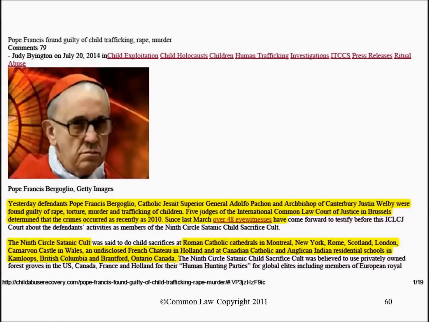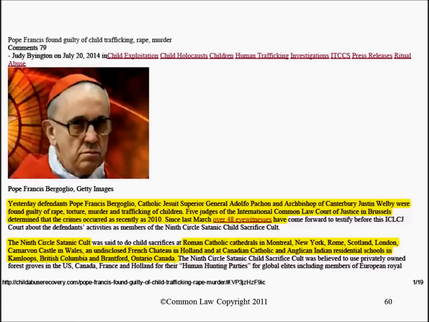So we're going to talk a little bit about a Pope now. Pope Francis was found guilty, and this is the Vatican. Okay, this is the real owners of all of this. This is where all of this stuff is coming from. Pope Francis was found guilty of child trafficking, rape, and murder.